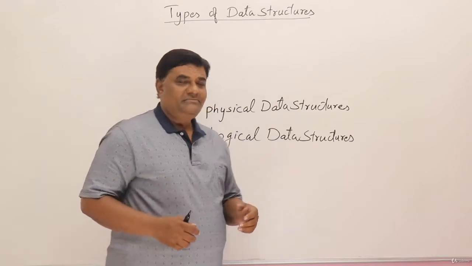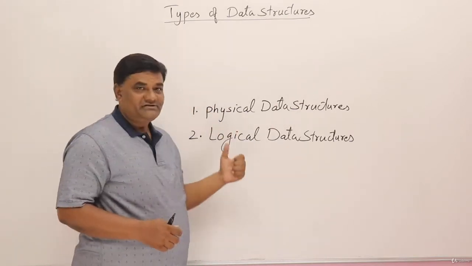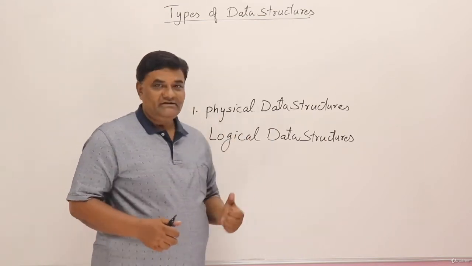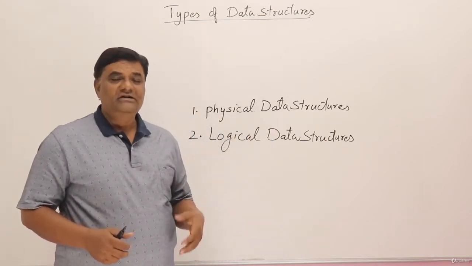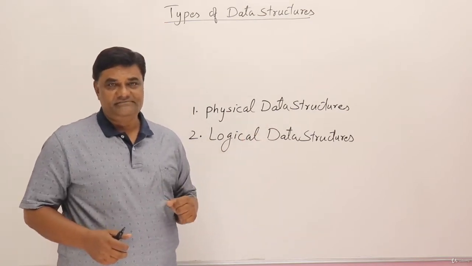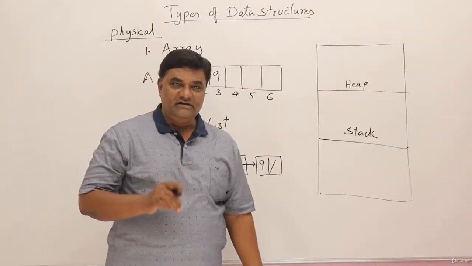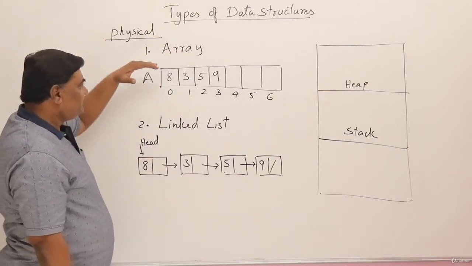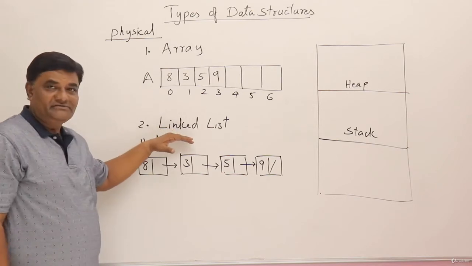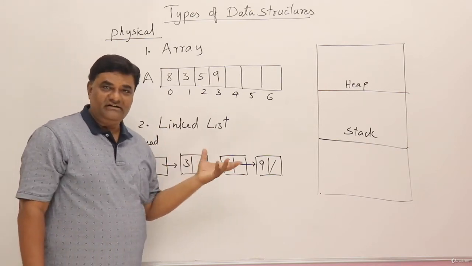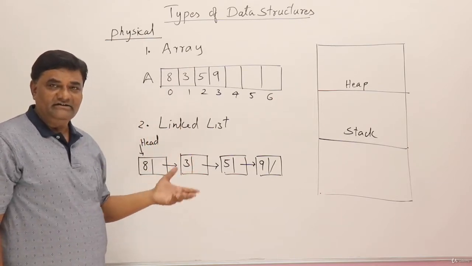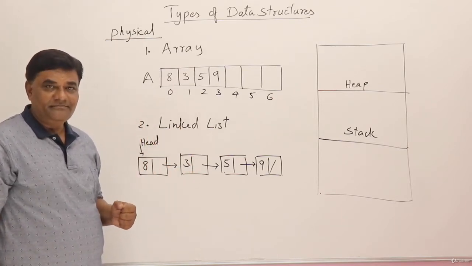I have categorized them here as physical data structures and logical data structures. So first I'll explain what are physical data structures, just the introduction, then introduction to various logical data structures. Now let us look at physical data structures. These are the two physical data structures, array and linked list. We can have more physical data structures by taking the combination of these, that is array and linked list. We can have some variations in them.